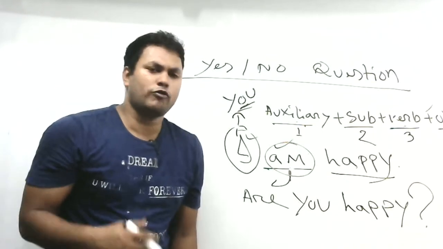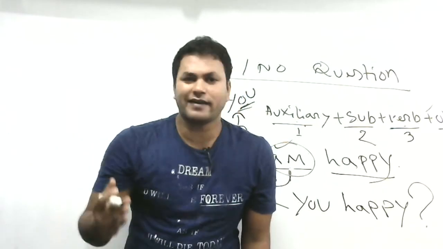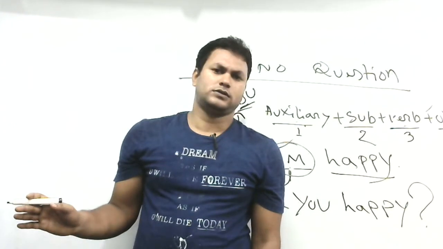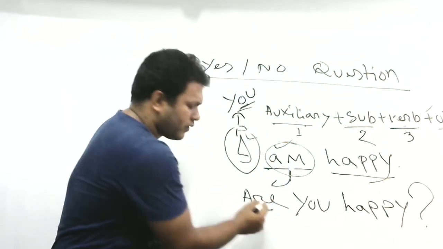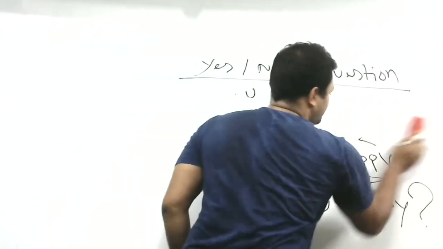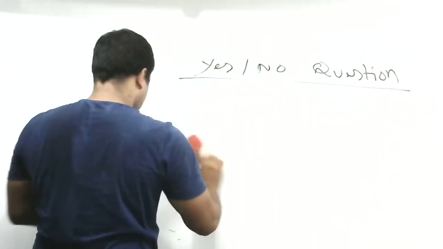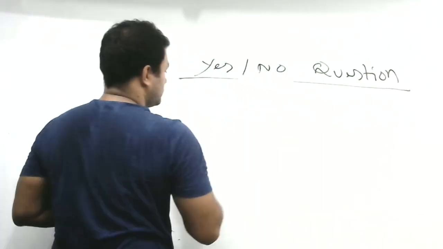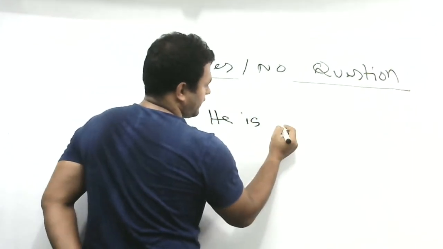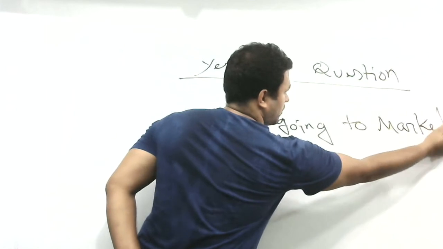So I am giving another example so that you can understand yes no questions easily. Look at here, if I ask someone are you happy, what will he answer? He will just say yes I am, or no I am not. That is why this is a yes no question. And look, yes no questions start with auxiliary verb. So now I am giving another example. He is going to market.